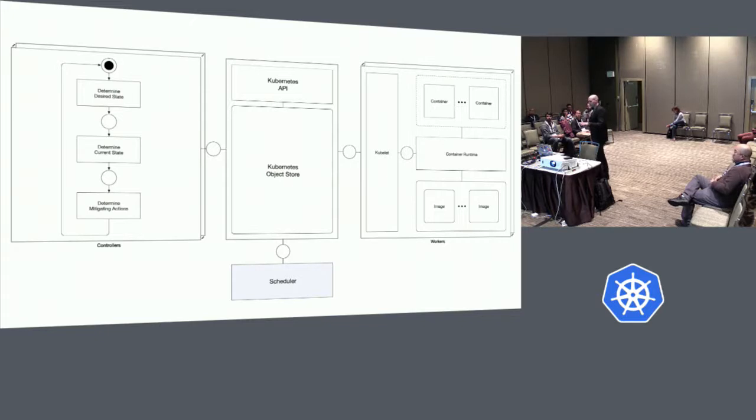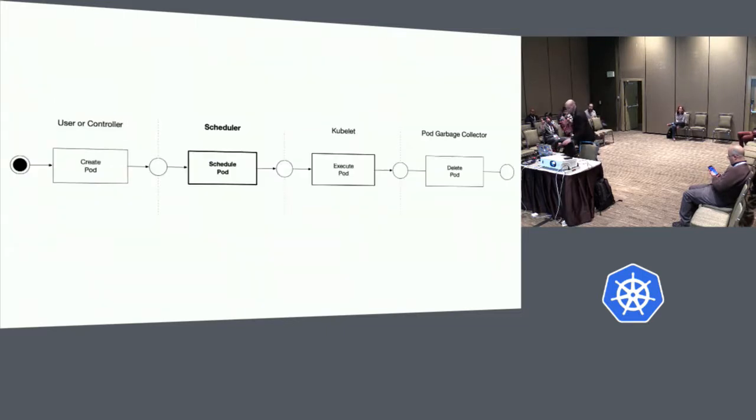This diagram depicts a high-level architecture of Kubernetes. Like every other component of Kubernetes, the scheduler monitors and modifies objects in the Kubernetes object store. The sequence of events and actions around the scheduler can be summarized as: after a user or controller creates a pod, the scheduler, monitoring the object store for unassigned pods, will assign this pod to a node. Subsequently, the kubelet monitoring the object store for assigned pods will execute this pod.